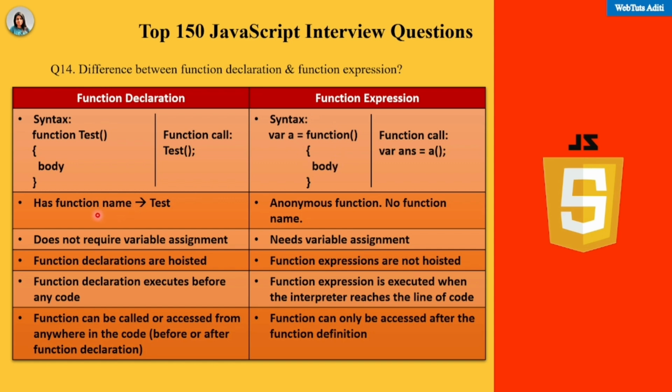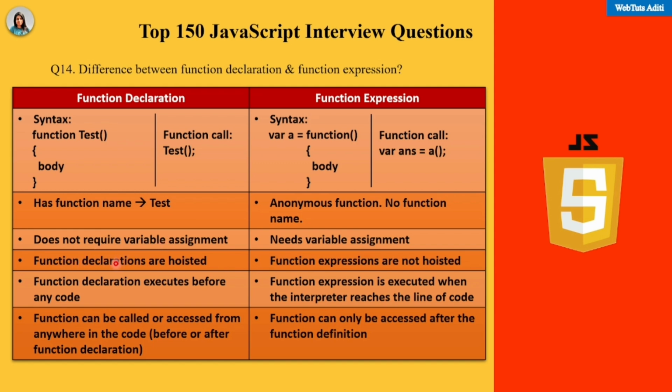Okay, the next point is the function declaration has a name, that is test over here, and function expression has no name, so it is called an anonymous function as well. And then the next point is variable assignment. So here you can see in the function expression you need to assign the function to a variable, right? But in case of declaration you do not need to assign to a variable. That is what it is saying: needs variable assignment, and this one does not need variable assignment.